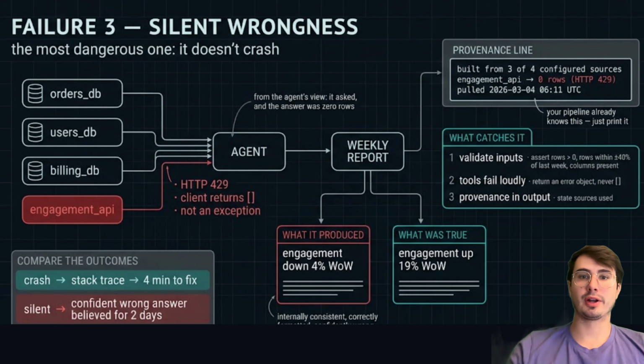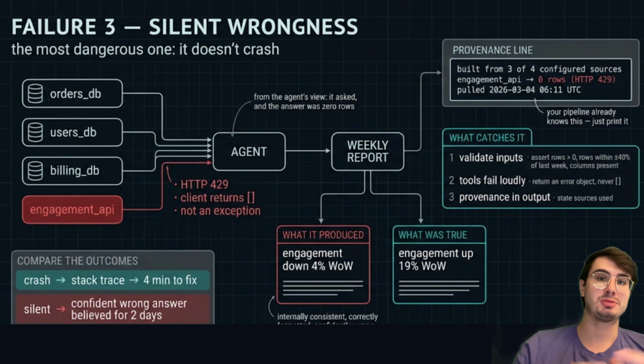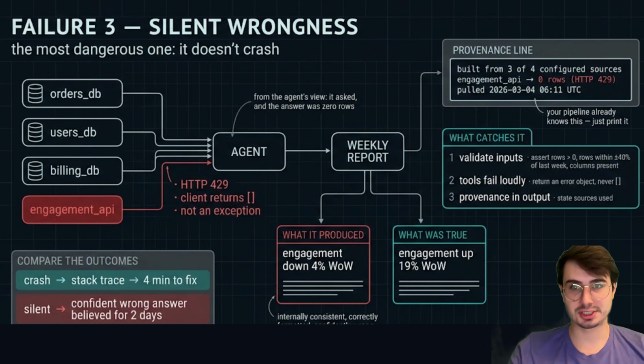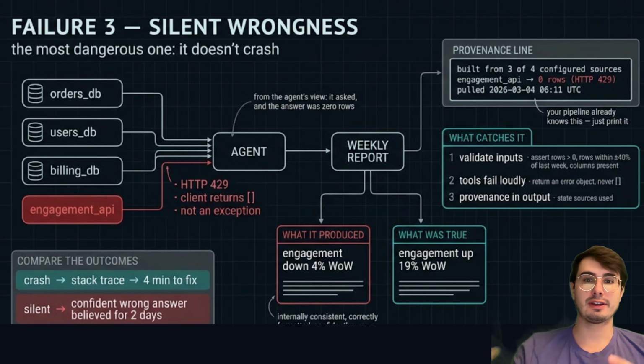Now, the third failure mode I want to talk about can be kind of a dangerous one because it won't cost you money or time, but it will cost you trust. And the failure is, you have an agent that hits an error, doesn't stop, and then produces a plausible output from incomplete data. Silent wrongness, right?